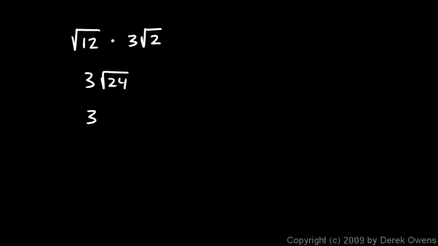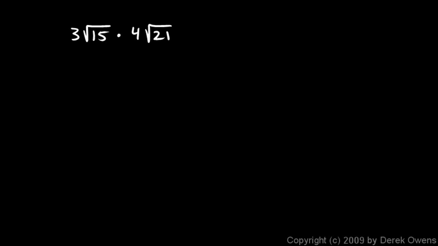It's going to work better to factor it as 4 times 6, because the 4 we see is a perfect square. And so that pops out and becomes a 2, and we end up with 6 out front, the 2 times 3, and a 6 underneath. So 6 square root of 6 is the answer.